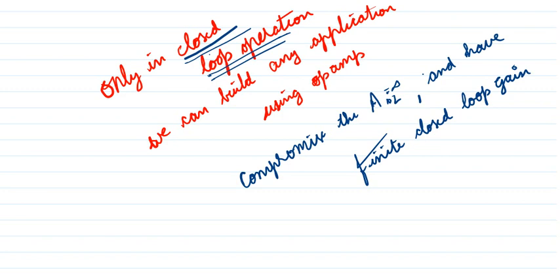Okay, further what we are going to do, we are going to compromise the gain from infinite, that is we are going to reduce the gain from infinite to some finite closed loop gain. Okay, I hope you learn from the structure.